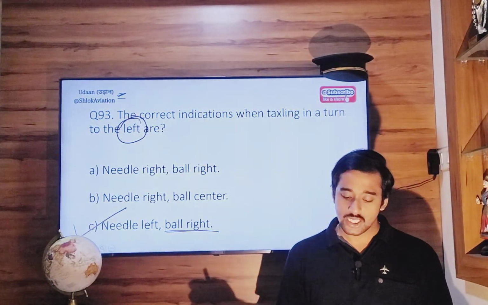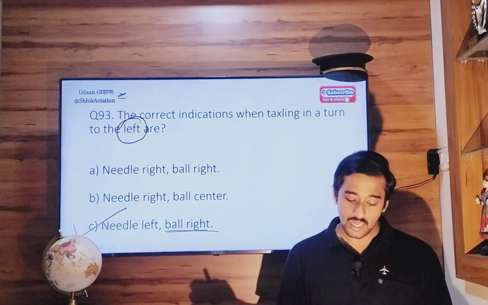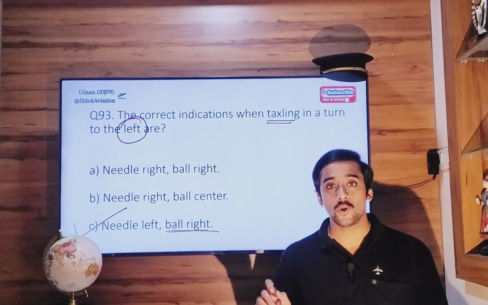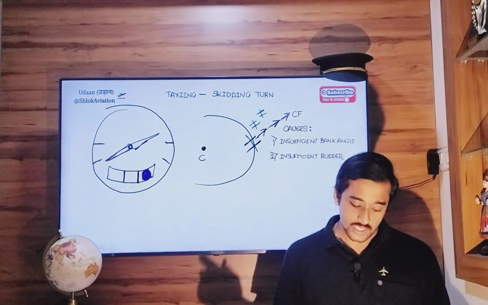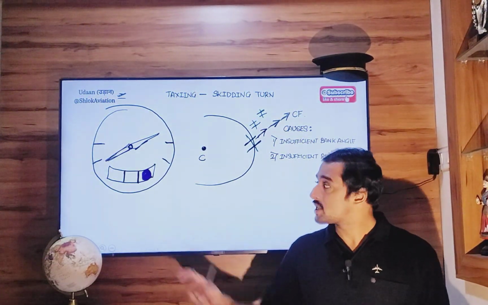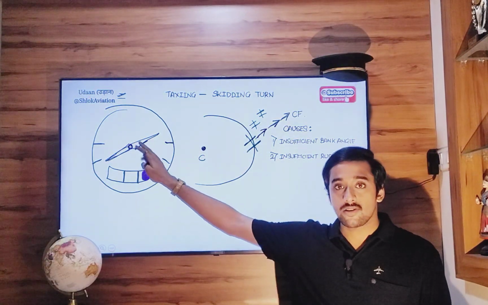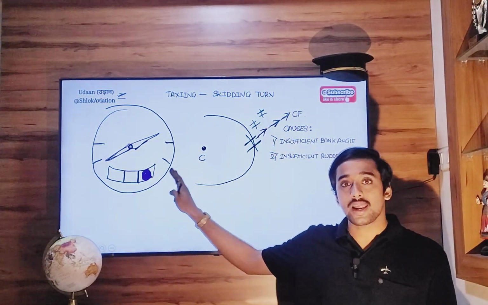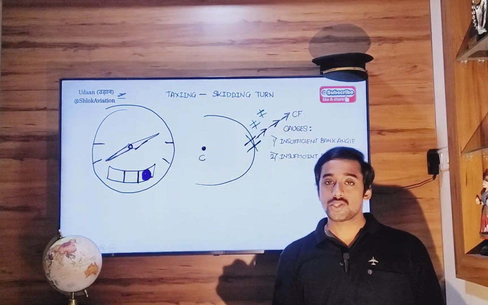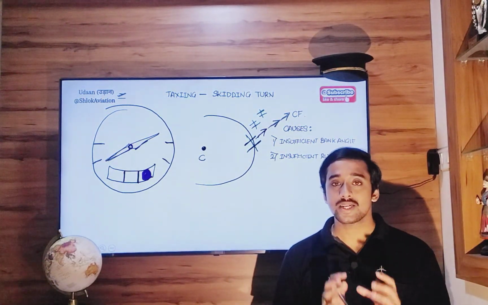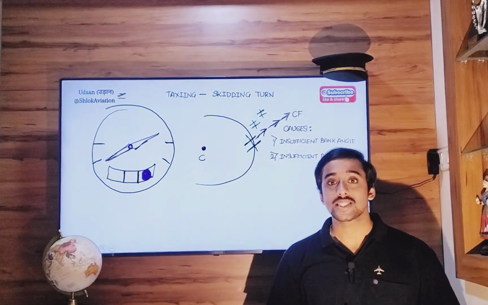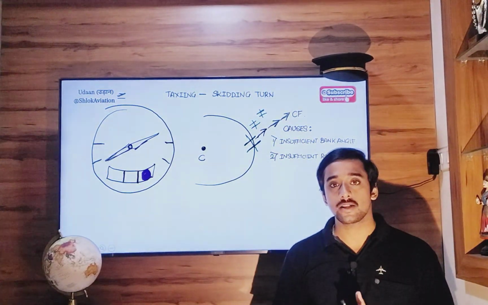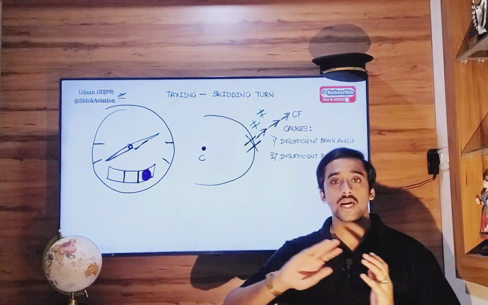Next, the correct indications when taxiing in a turn to the left. Not taxiing. Taxiing is that maneuver which can happen only on the ground. So when you taxi your aircraft on the ground to the left, the needle or this miniature aircraft will show a left turn like this. And the ball in the inclinometer will go to the right hand side. Why? Always remember, whenever you are taxiing on the ground, the turn and slip indicator will show you a skidding turn. What is a skidding turn? Skidding turn means you are getting thrown outside of the turn.